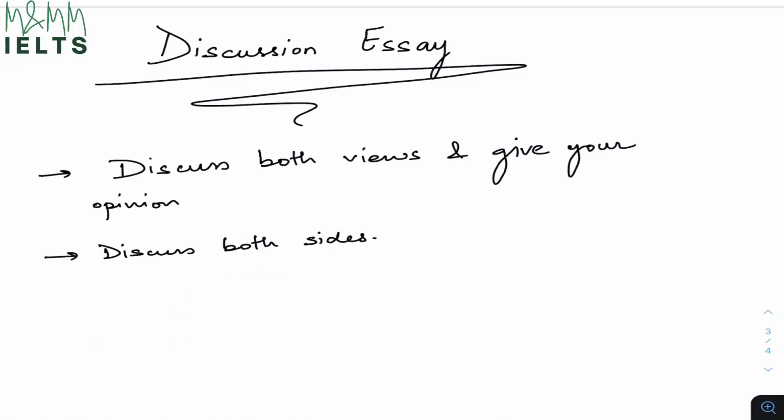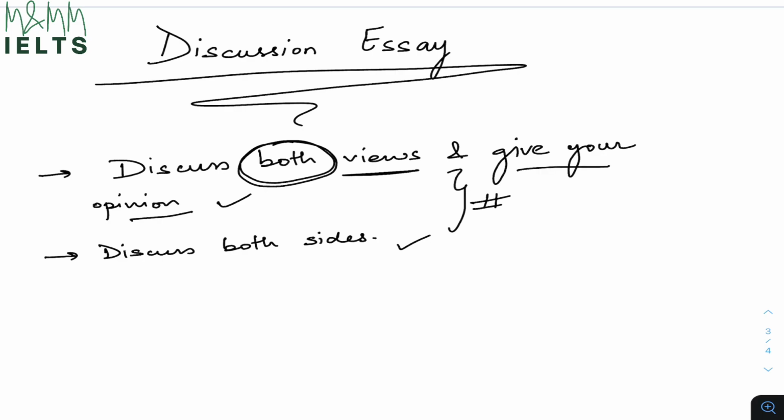All right, so "discuss both views and give your opinion" and "discuss both sides". These are the two very common sentences that you will find in your discussion type essay. The most important thing that you have to understand over here is you have to discuss both the views and give your opinion, or you have to discuss both the sides, which means they will give you two different situations, two scenarios. And if you do not discuss both the scenarios, both the sides or views, then you cannot expect a full score or a very good score.